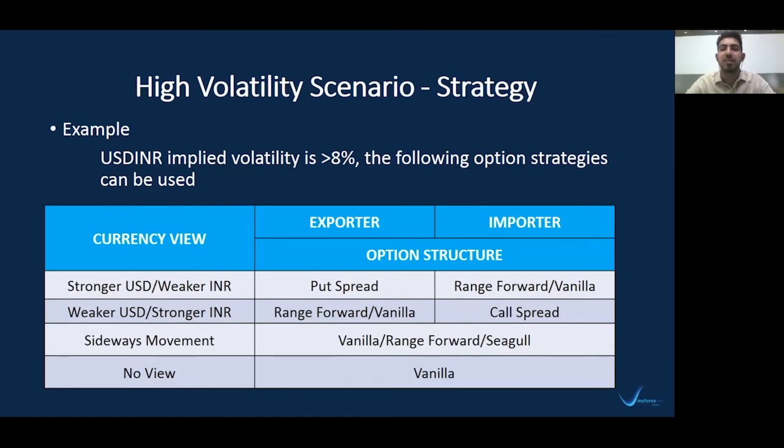So for example, let's take a look at a Seagull for an exporter. So since it's a put spread, I am buying a put and I'm selling a put. So I buy a put at the money. Let's say the current spot is 74. So I buy a put at 74.75 and I sell a put at 75.75. I sell a call at 75.75.